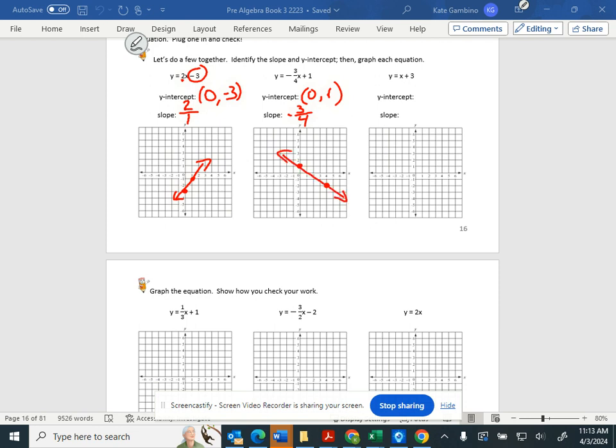You can't just plot the points. You have to connect it with a line, not a segment. So you have to have the arrows. And on the test, if you do not have arrows, if it is not a line, you will not get credit for it. It must be connected with a line.